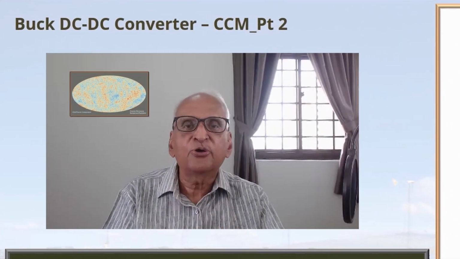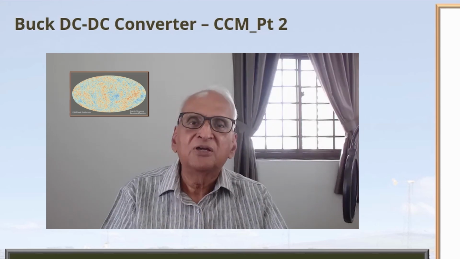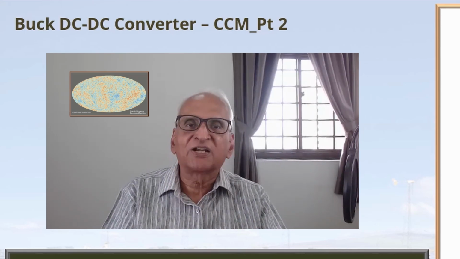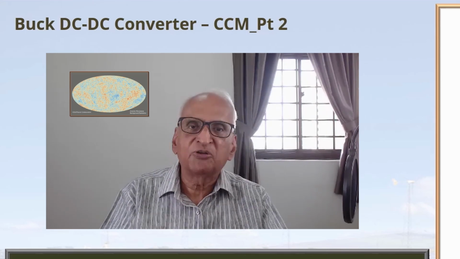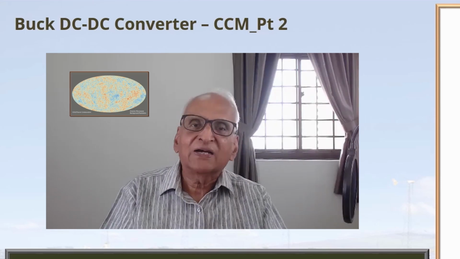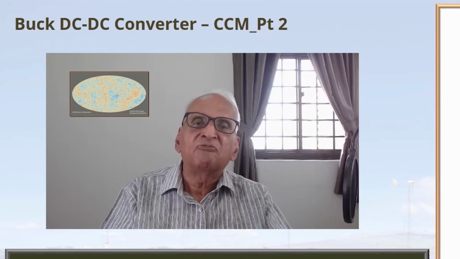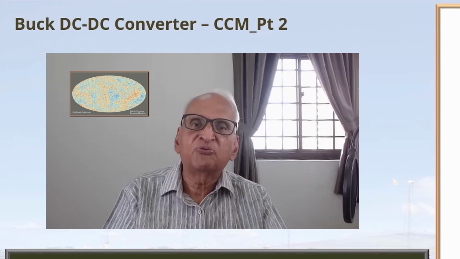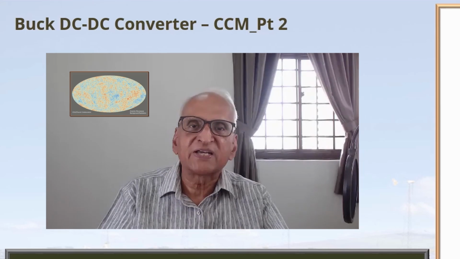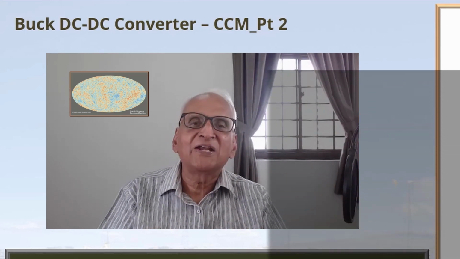So in this video and in the companion video, buck converter CCM part 1, we saw the basic operation of the buck converter under continuous conduction mode. We saw the waveforms, we saw what the output voltage is, we saw the ripple current, we saw the capacitor ripple voltage, and then we also saw how to plot these waveforms given the specification so that they can be useful in design and testing. With this, we have come to the end of the video.